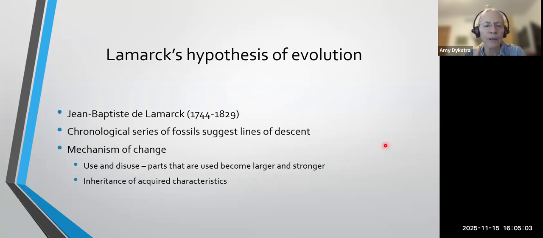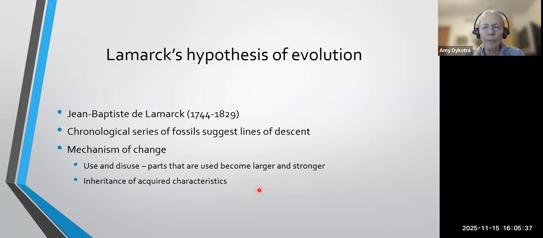The mechanism that he suggested was the idea of use and disuse, the idea that parts that are used by an organism become larger and stronger, and that parts that are not used tend to diminish and eventually go away. And he also believed that an organism could acquire characteristics during its life and then pass those characteristics on to its offspring.